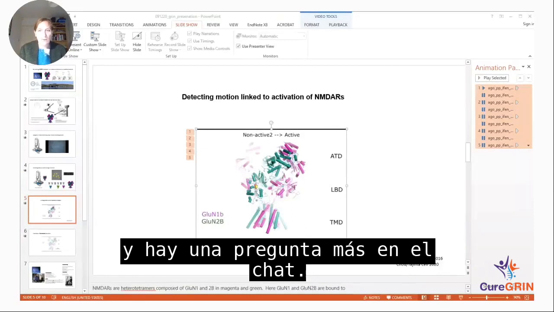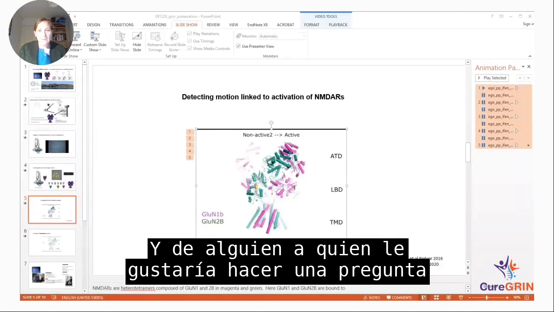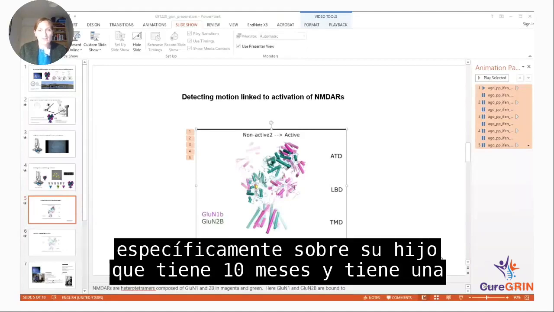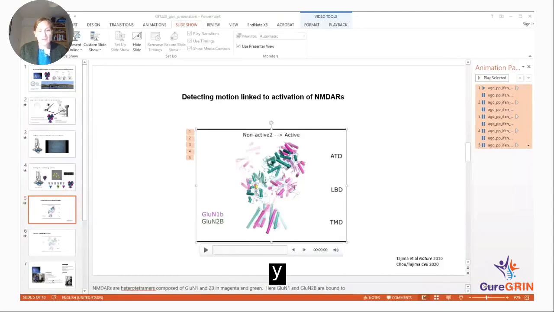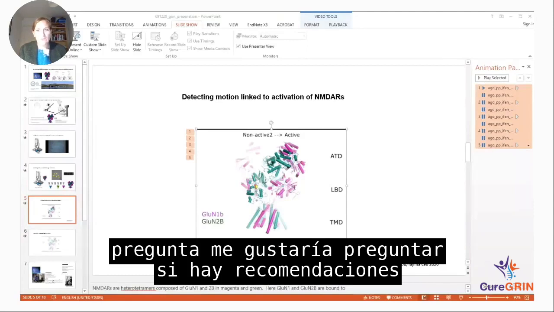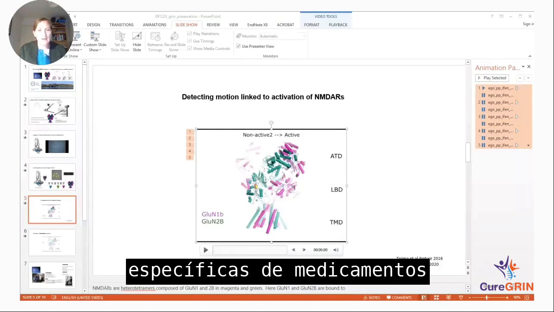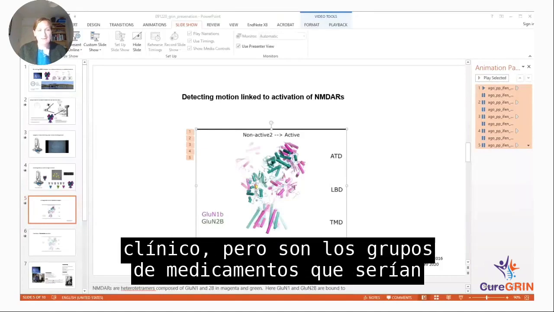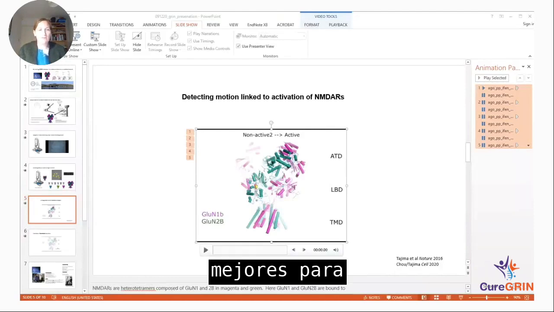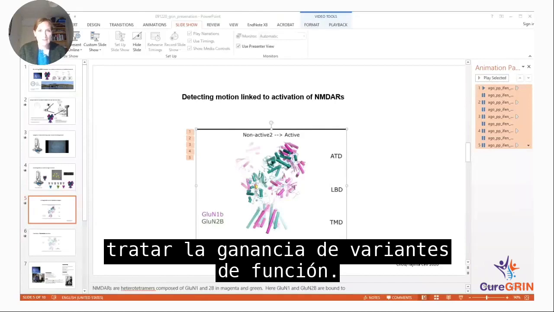There's one more question in the chat from somebody who would like to ask specifically about their child who is 10 months old and has a gain of function variant with epilepsy. The question is whether there are any specific drug recommendations. I appreciate that you're not going to be offering any clinical advice, but what groups of drugs would be best to treat gain of function variants?